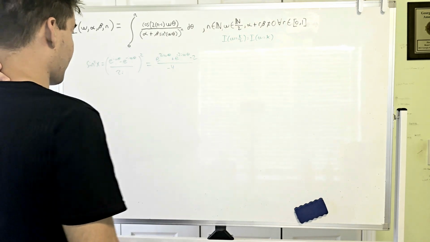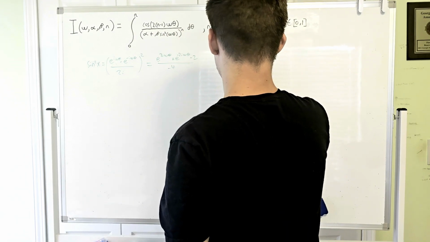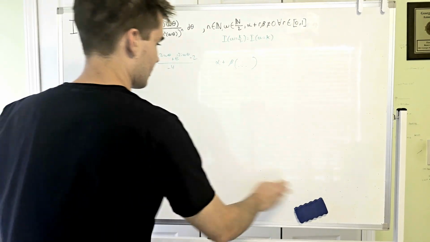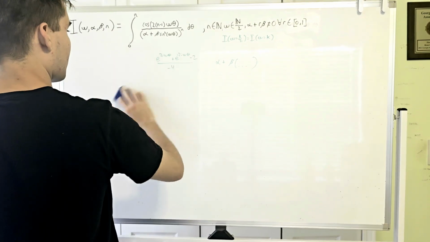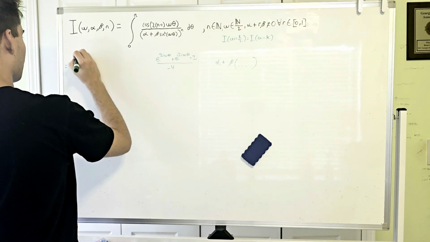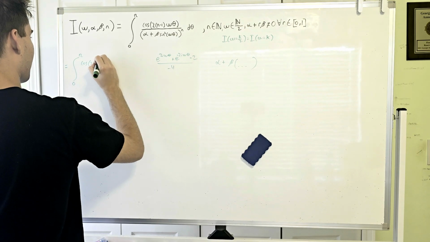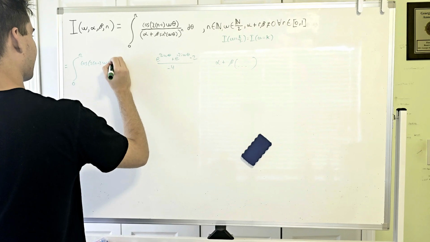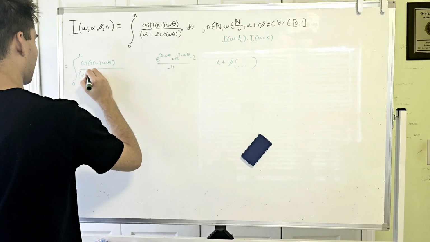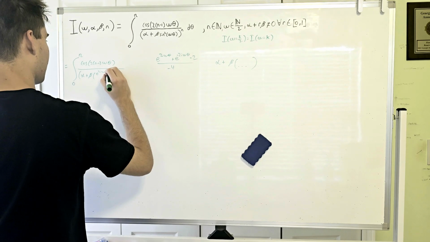So that means our denominator will be alpha plus beta times all that. I'm just going to make this. Okay, so this will be the integral from 0 to pi. Again, leaving this cosine for now. Okay. Alpha plus beta times this.